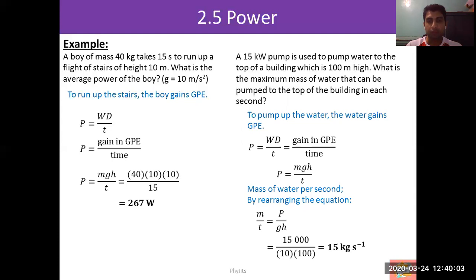Rearranging the formula, we rearrange to mass per unit time because the question is asking what is the maximum mass of the water to be pumped each second. So mass each second. That means that mass per time. Mass per time, make it into your subject of your equation. So rearranging and you will get the answer as 15 kilogram per second. That means every second there is 15 kilogram of water being pumped up to 100 meters height.